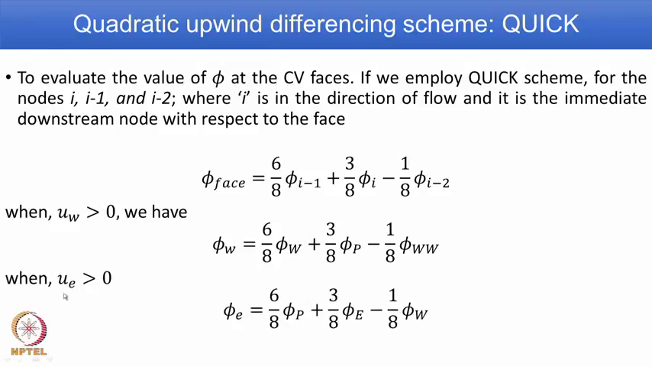If UE is greater than 0, this is another example, then you can understand how to use it. Again, for UE greater than 0, which is flow again from left to right, I is the immediate downstream node, phi at E, then I minus 1 is on the left, which is phi at P, and I minus 2, which is left of the P node, that is phi at W.